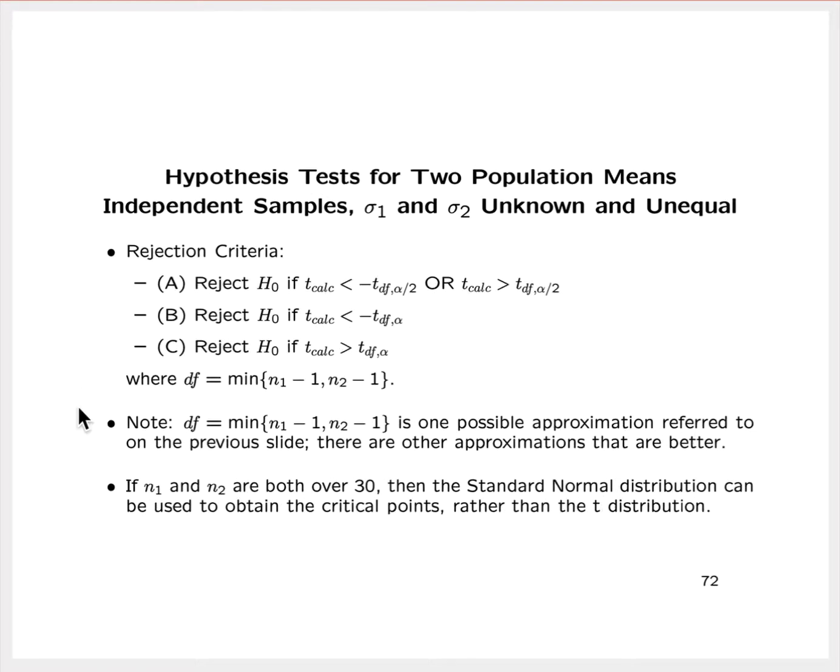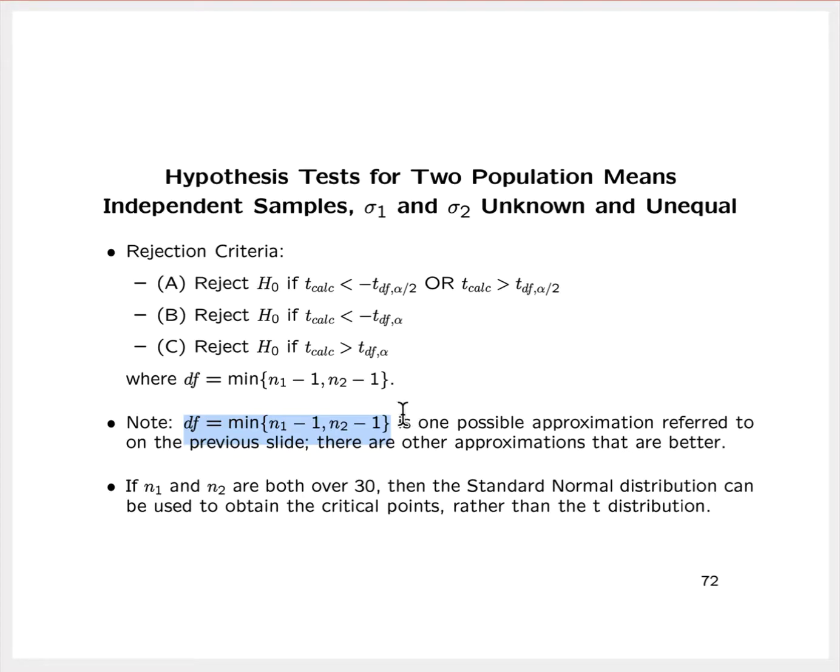Now, in doing this by hand, if the sample sizes are not both greater than 30, then we'll have to come up with some kind of an approximation technique for the degrees of freedom. And the approach that we'll use, at least when we're doing this by hand, is to use the following calculation for the degrees of freedom. We will use the minimum of the degrees of freedom associated with the two samples.